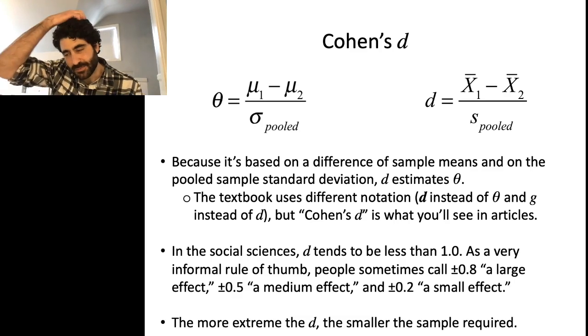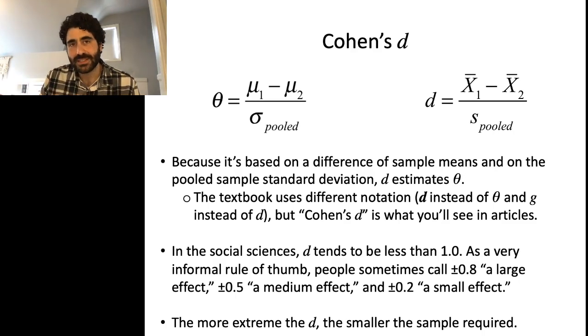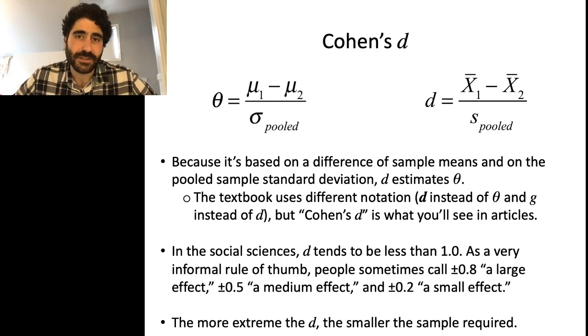And again, we'll talk about this more on Thursday, but the bigger this d is, the easier it's going to be to detect a real effect, right? If the true effect is that the groups are very separated, right? The separation between their means is much bigger than the variation within the groups. That'll be easy to figure out with a small number of samples.